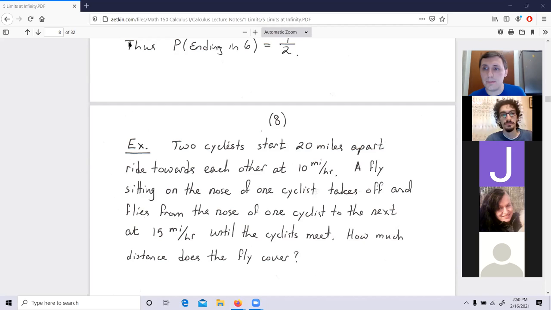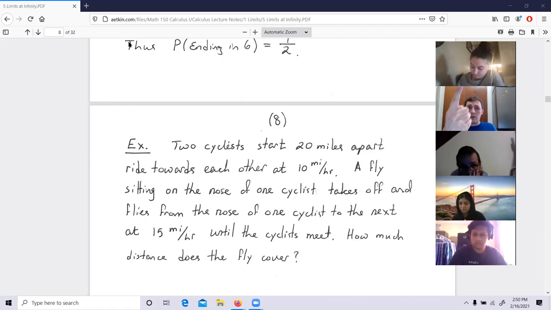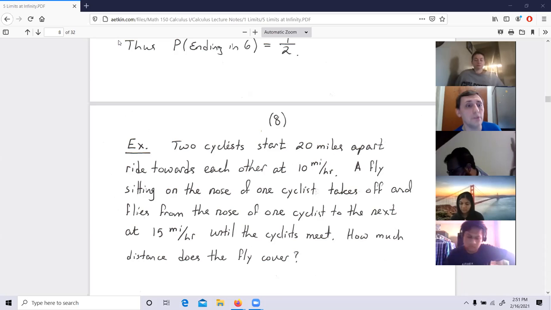The fly always moves from one nose to another, back and forth, but always at the same speed. It doesn't have to accelerate or decelerate. In some sense, it's a very magical fly, right? It moves from one nose to another, immediately rebouncing at the same speed. In particular, the fly travels all the time at 15 miles per hour. Do you agree? And it will travel for the time it takes the bicycles to meet.